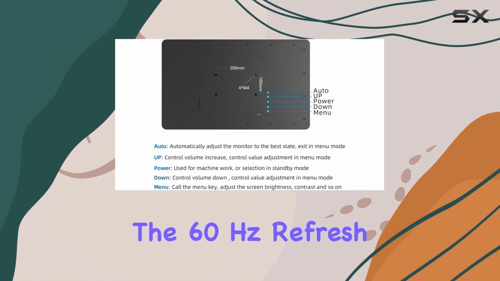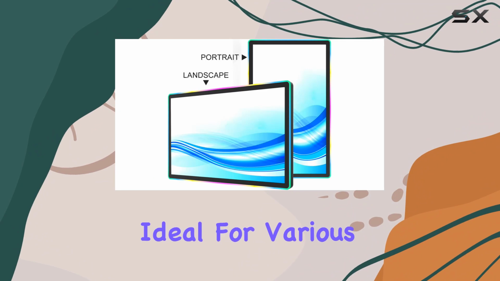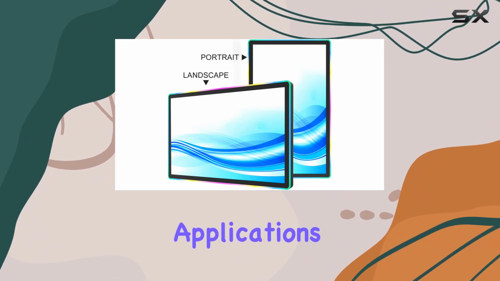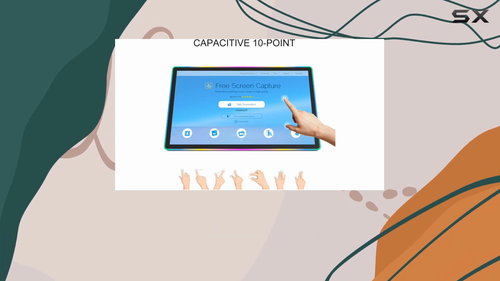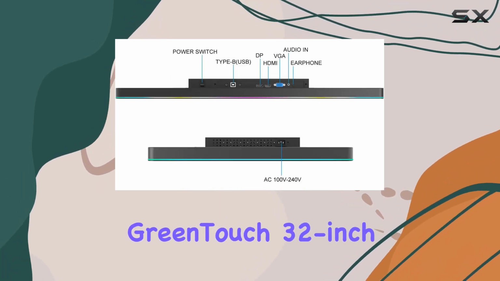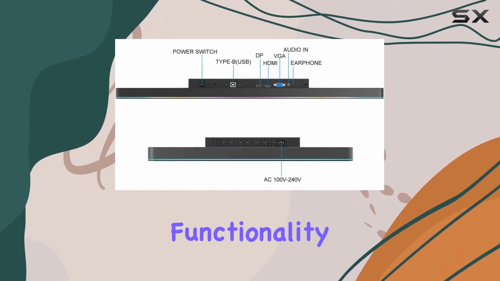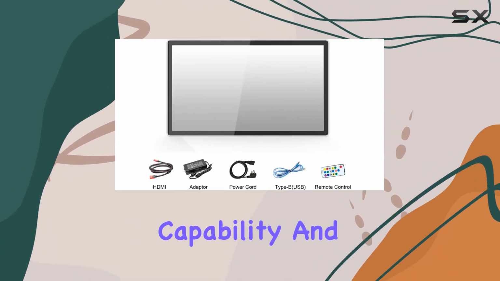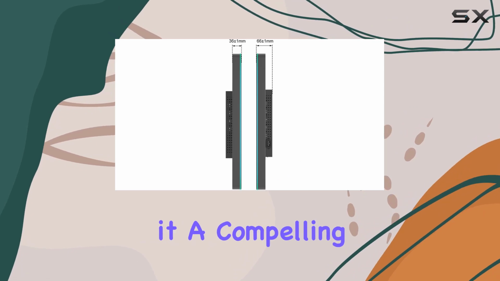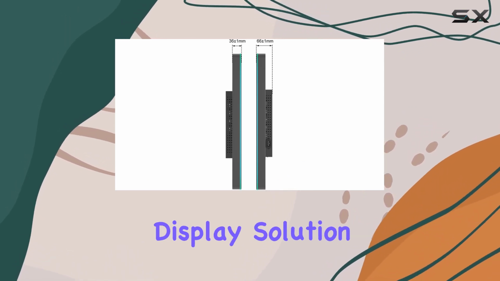The 60Hz refresh rate provides smooth visuals, ideal for various applications. Whether you're into gaming or entertainment, this monitor delivers. In summary, the GreenTouch 32-inch touchscreen monitor combines functionality with aesthetics. The thoughtful design, multi-touch capability, and diverse connectivity options make it a compelling choice for those seeking a versatile display solution.